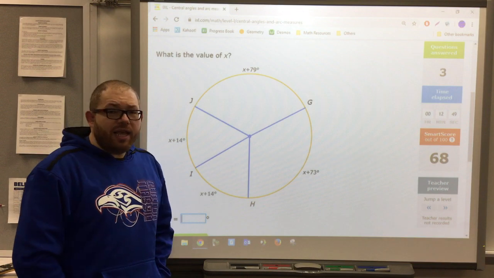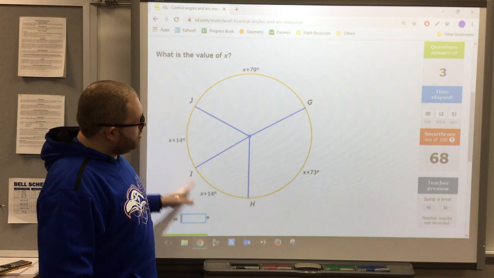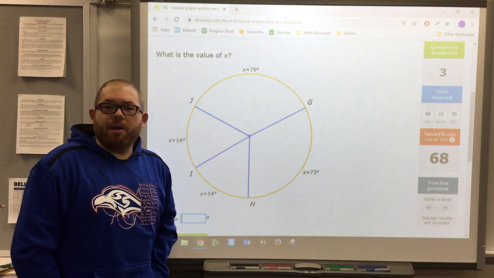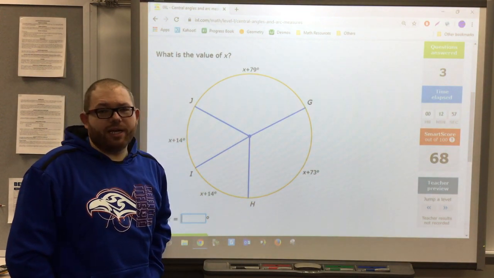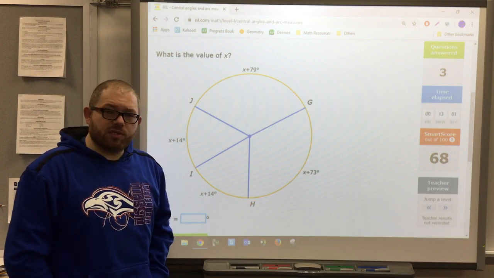So if you see any questions related to central angles and arc measures, the big thing to remember is that the total is 360 degrees. So that should be plenty to get you through this section.